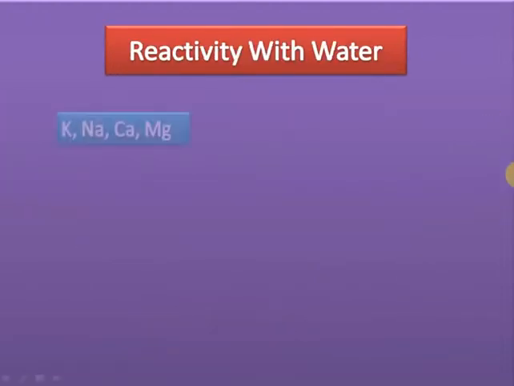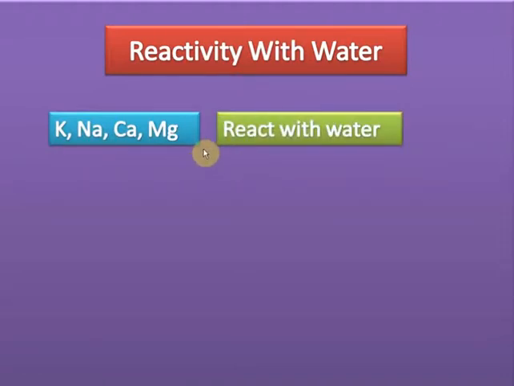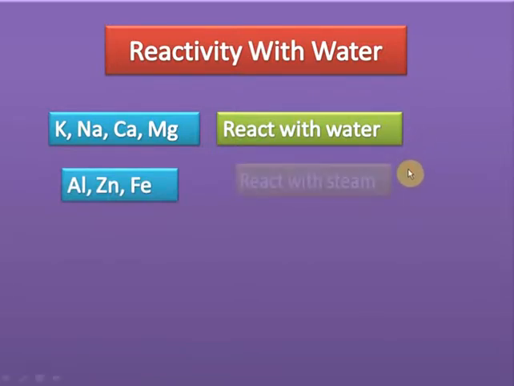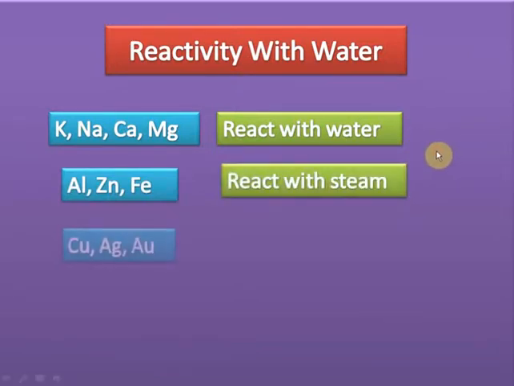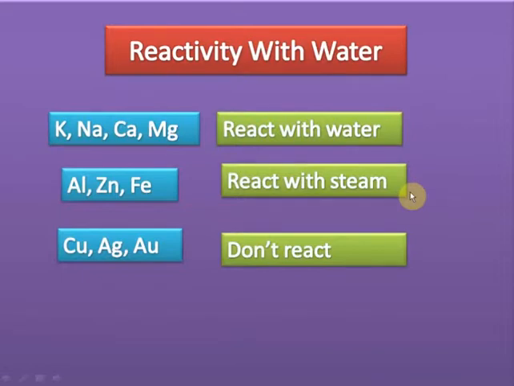We had similarly learned that different metals react with water at different rates. For example, potassium, sodium, calcium and magnesium react with water. Magnesium reacts with hot water, though it does not react with cold water. Aluminium, zinc and iron do not react with water, but they react with steam. We had learned that copper, silver and gold, on the other hand, don't react even with steam. So basically different metals have different reactivities with water.